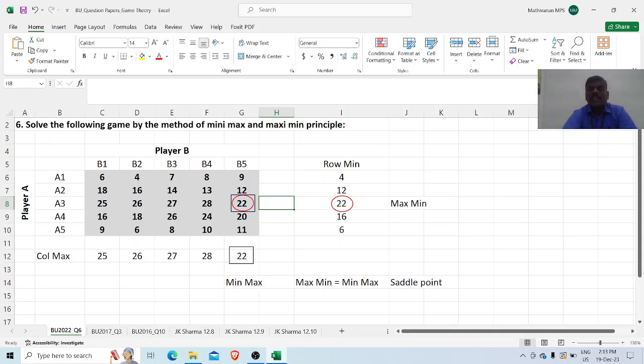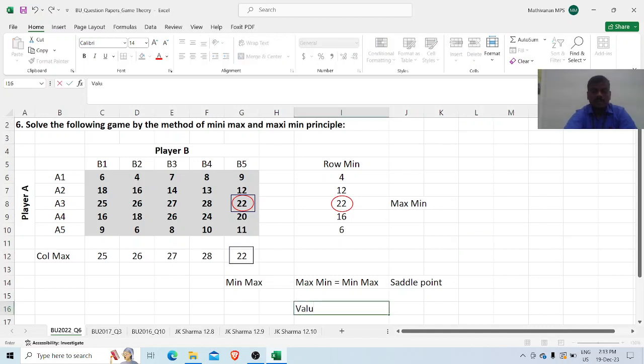Next we need to find the value of the game. In a game where there is a pure strategy, the value of the game is given by the value at the saddle point. In our case, the saddle point is A3, B5. This is the saddle point, and the corresponding value is 22. That means the value of the game is equal to 22.